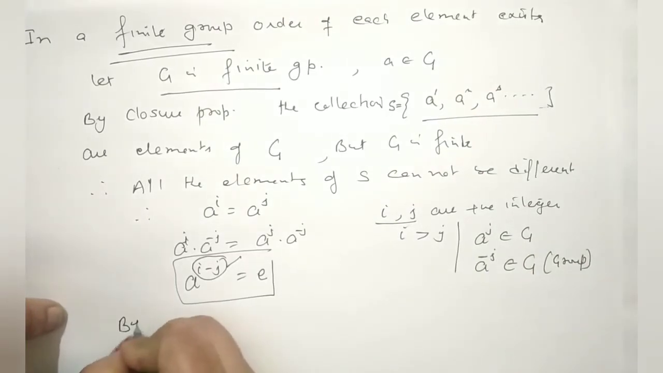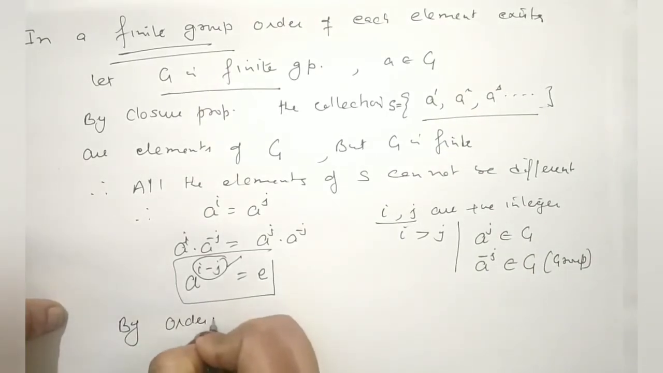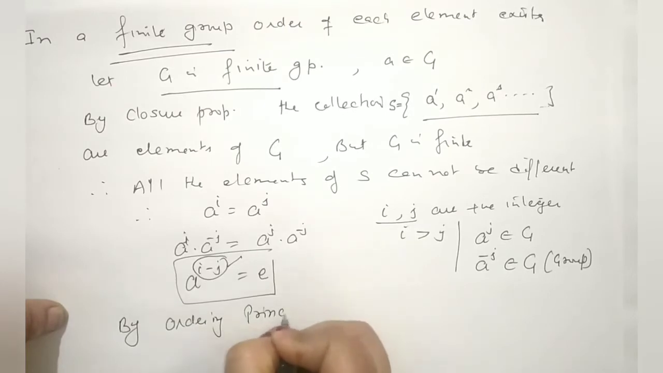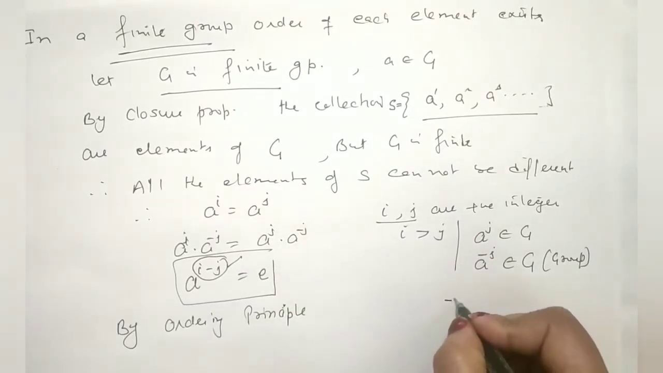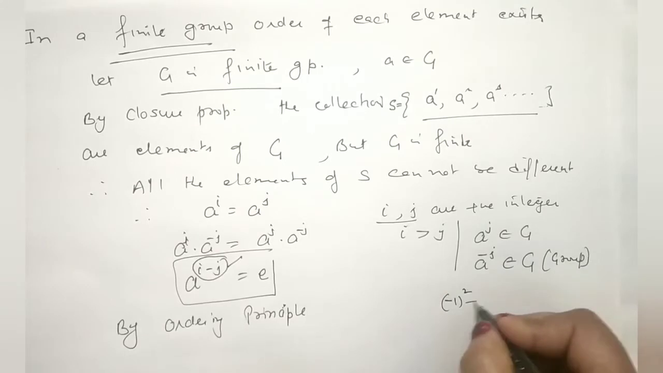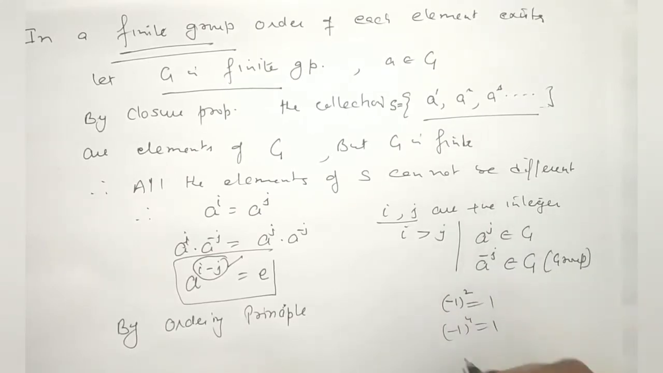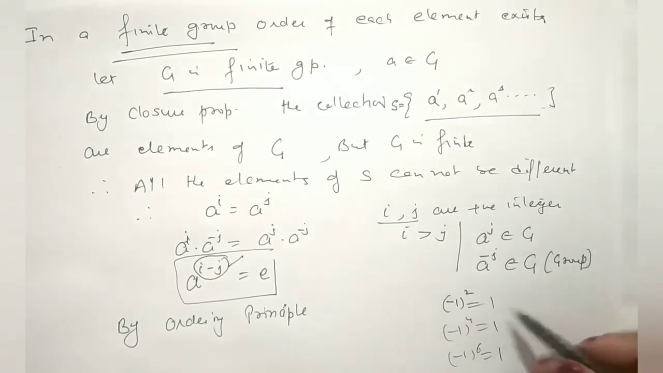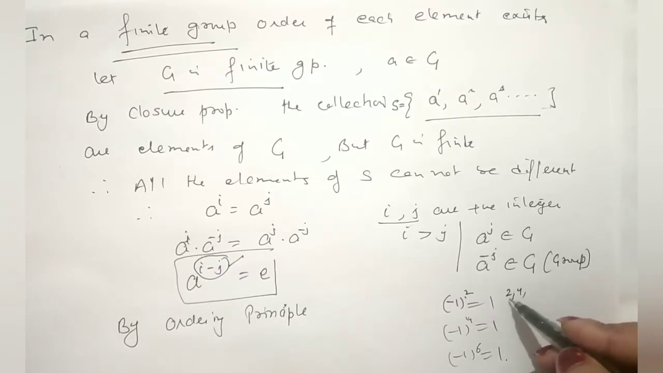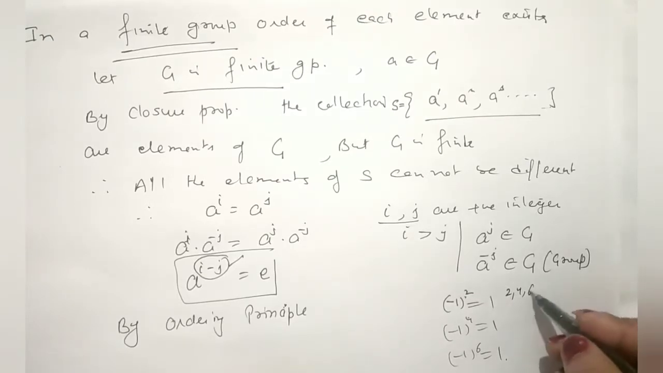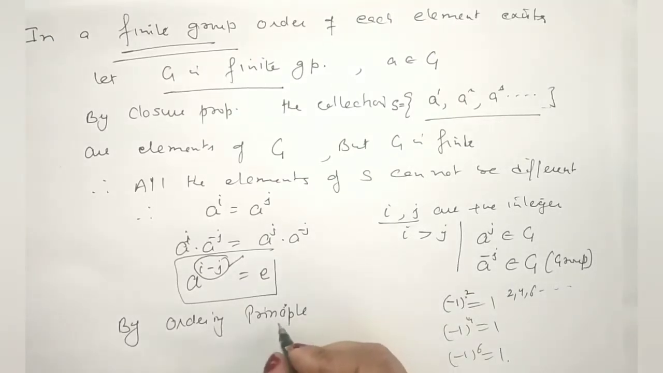So we say that by the ordering principle. The ordering principle is writing the integers according to their order. Like here we can see a simple example: minus 1 raised to power 2 is 1, minus 1 raised to power 4 is 1, minus 1 raised to power 6 is 1. So all these terms make minus 1 raised to the power equal to 1. By the ordering principle we can write the least number at the first place and write them in ascending order. So it is called well ordering or the ordering principle.